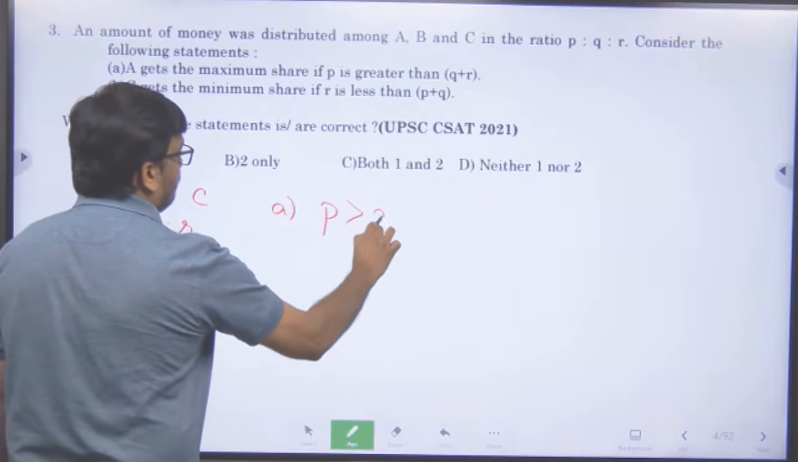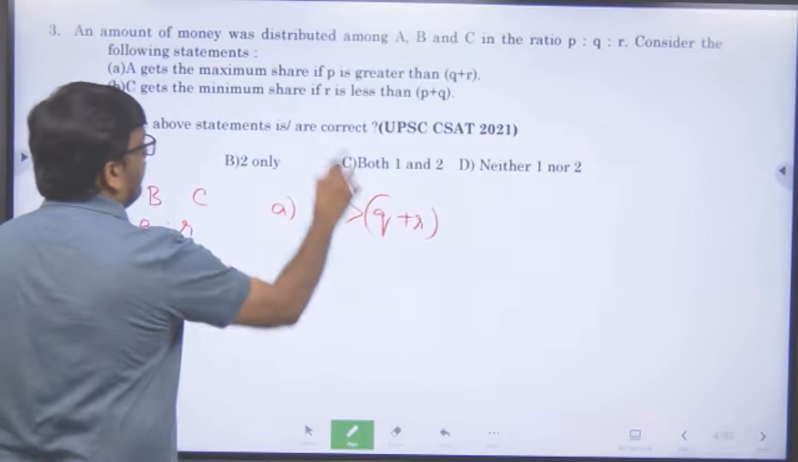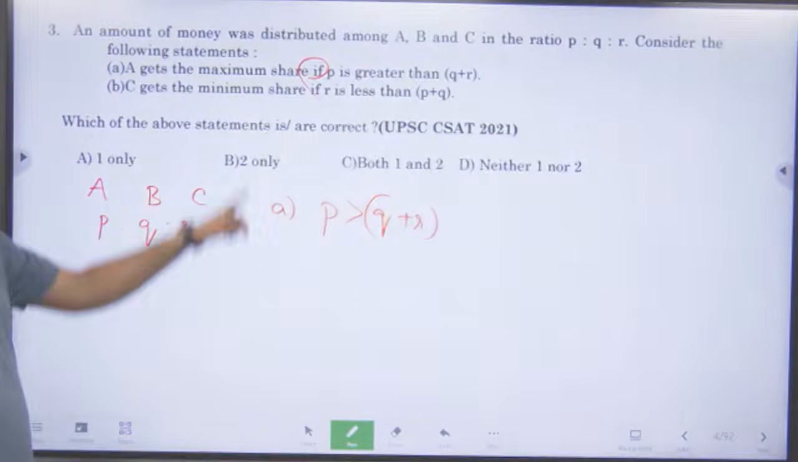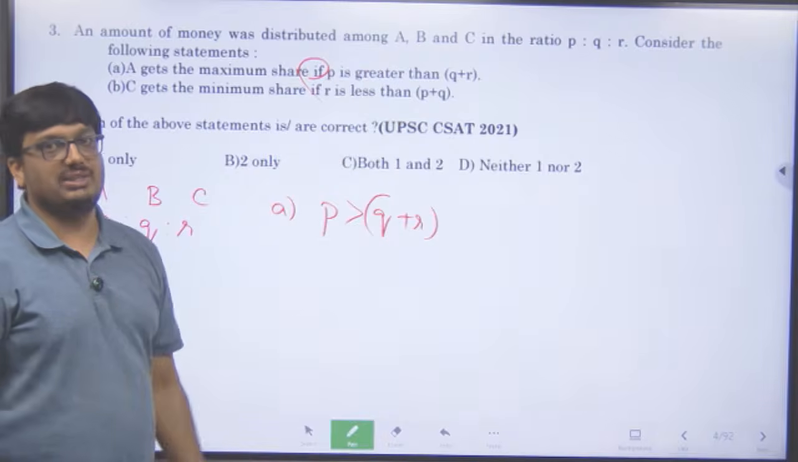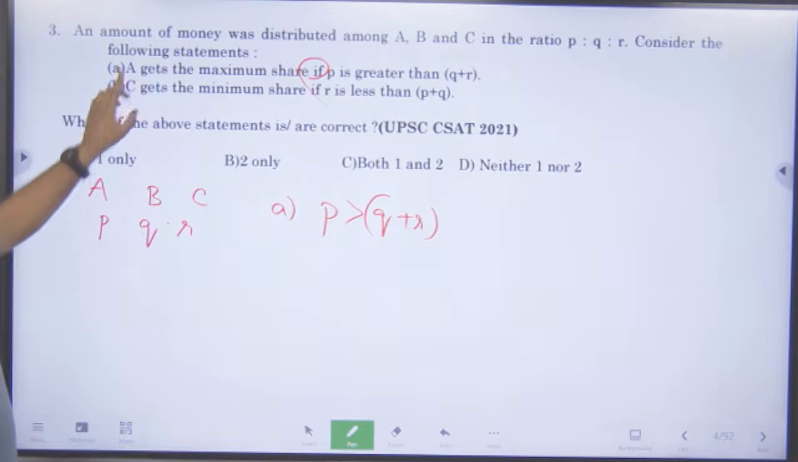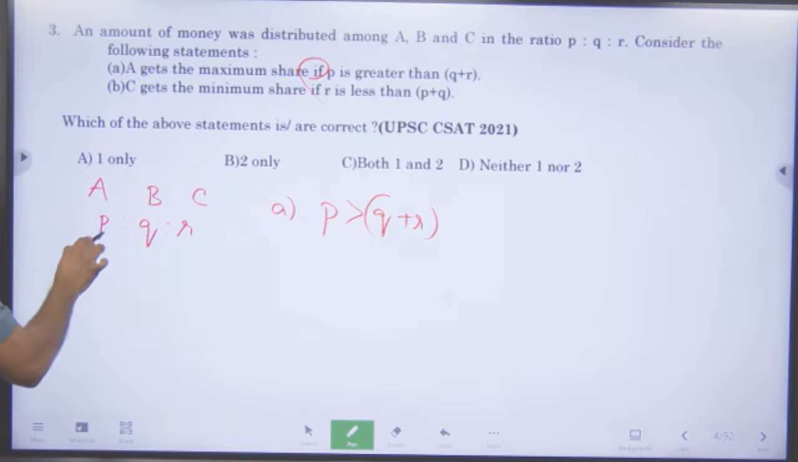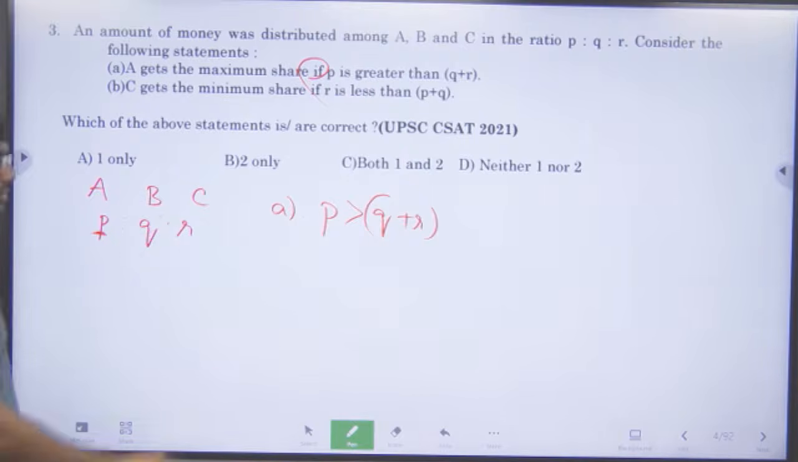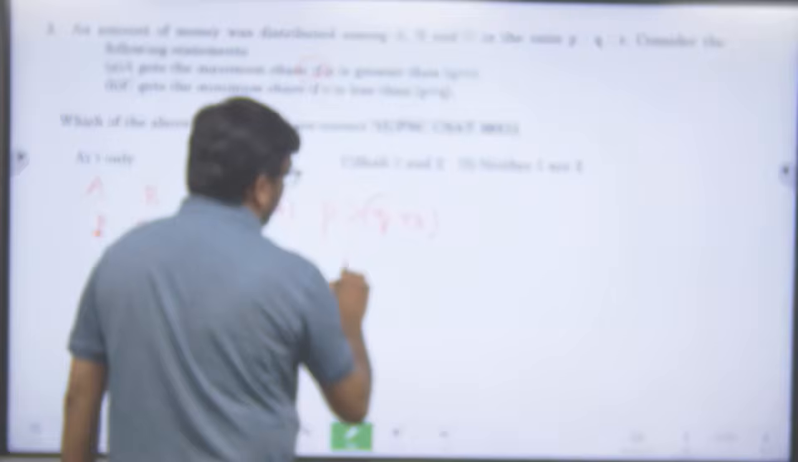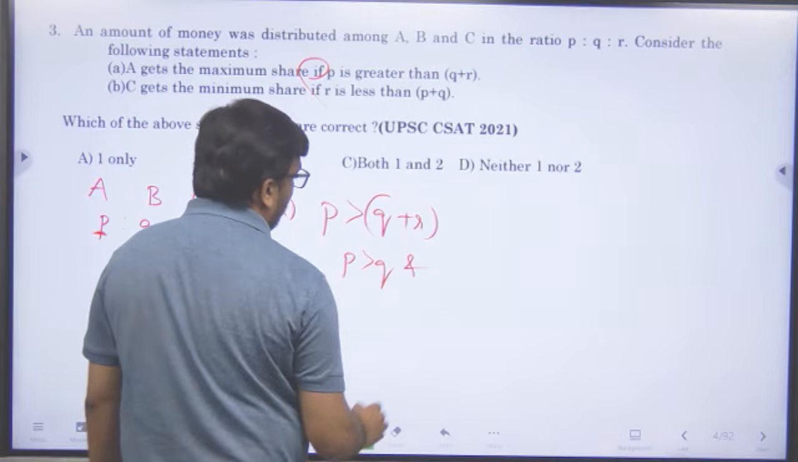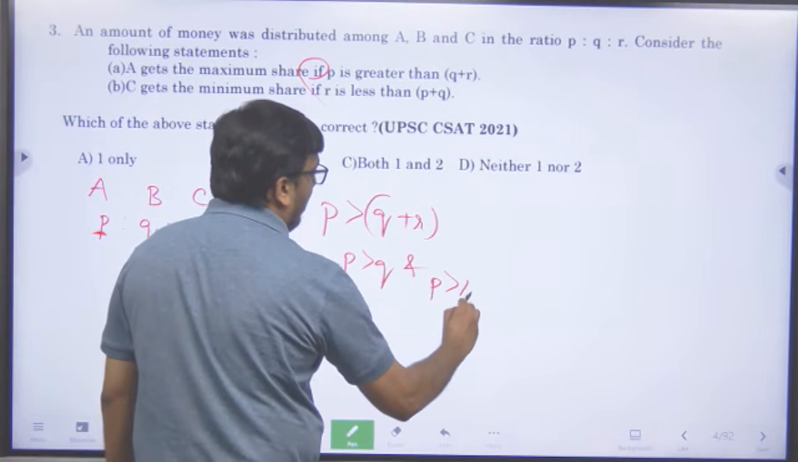P is greater than Q plus R. If means what? Condition. Condition is what? P should be greater than Q plus R. Logically, A will get maximum share means what is the literal meaning? This amount should be greater than this amount, and this amount should also be greater than this amount. That is, P should be greater than Q as well as P should be greater than R.